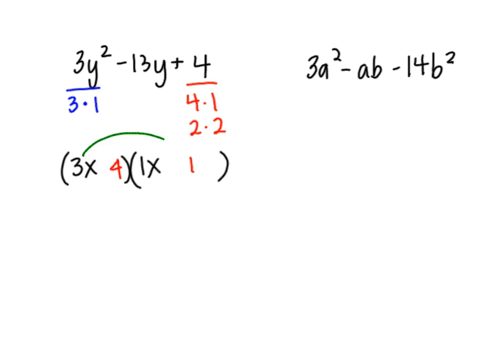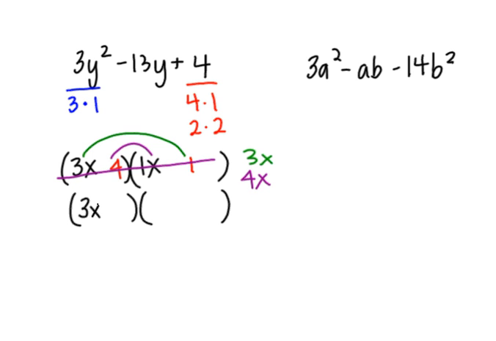When I make my rainbows, I get a 3x and I get a 4x. But then I see a problem. 3x plus 4x doesn't give me 13. So it's not a big deal. All I need to do there is start back over, and instead of 4 and 1, let's switch them around. So I'm going to try the 3x and x, and instead of 4 and 1, let's try 1 and 4.